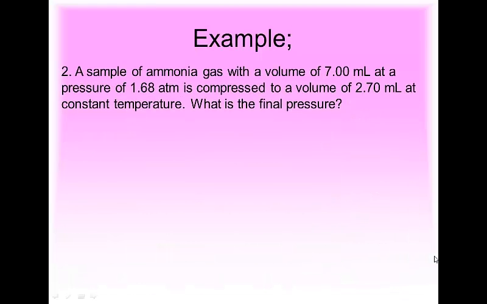Example number 2, ammonia gas with a volume of 7 milliliters at a pressure of 1.68 atmospheres, compressed. Remember, gases are compressible. So you're taking 7 milliliters and shoving it into a 2.7 milliliter space. Constant temperature. What is the final pressure it's asking for? So here's a couple of things I want you to know before we proceed. This is a change in conditions.